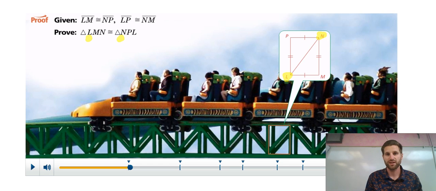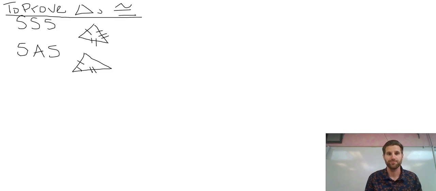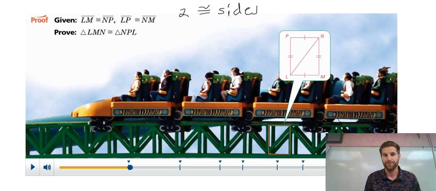So the first thing that I do before I even start the proof is I just want to write down what I do know. Well, I know I have 2 sides congruent, so I have 2 congruent sides. And what I can do is I can either do one of 2 proofs at this point because we only know 2. I can use side, side, side, or I can use side, angle, side. So one of those 2 methods should work.